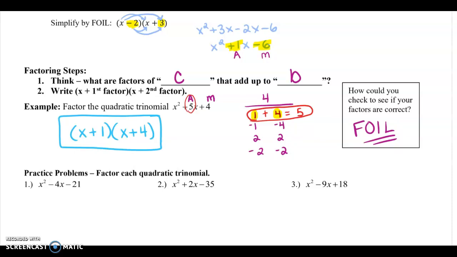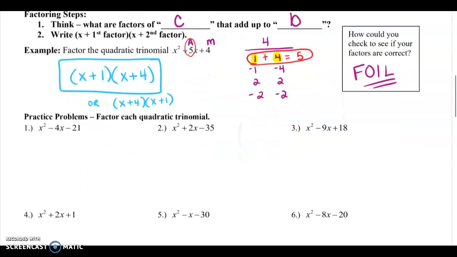You can also write your answers the other way. The order does not matter. If an answer key is written like x plus 4 times x plus 1, it's going to be the same thing. And when you're completing your IXL, the order doesn't matter for IXL either. All right, looking at the next one.